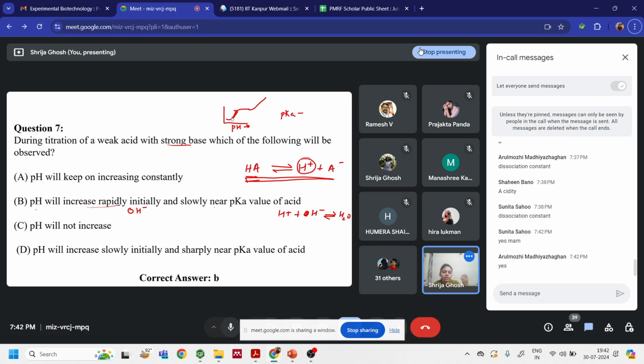But a weak acid, like let's say acetic acid, won't dissociate quickly into acetate ions and protons. Protons will be released slowly, and that is why they are called weak acids, because they dissociate slowly. Their pKa is on the higher side. I hope that is clear. Let's move on to the next question now.